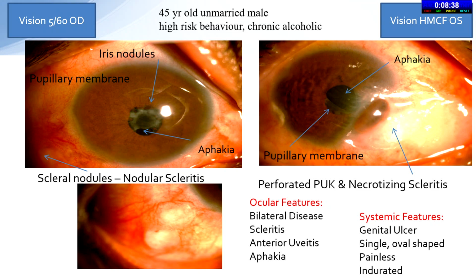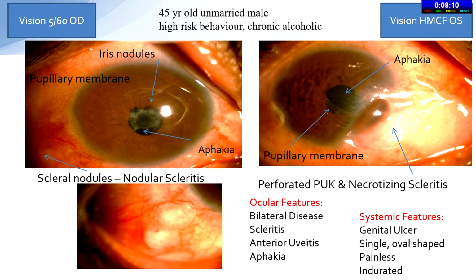He had a vision of 5/60 in the right eye and hand movements close to face in the left eye. There were iris nodules, a pupillary membrane, and aphakia in the right eye. In the left eye also he was aphakic with no past history of any surgery, and there was a pupillary membrane, and then this PUK with necrotizing scleritis. The right eye also showed some scleral nodules suggestive of nodular scleritis.